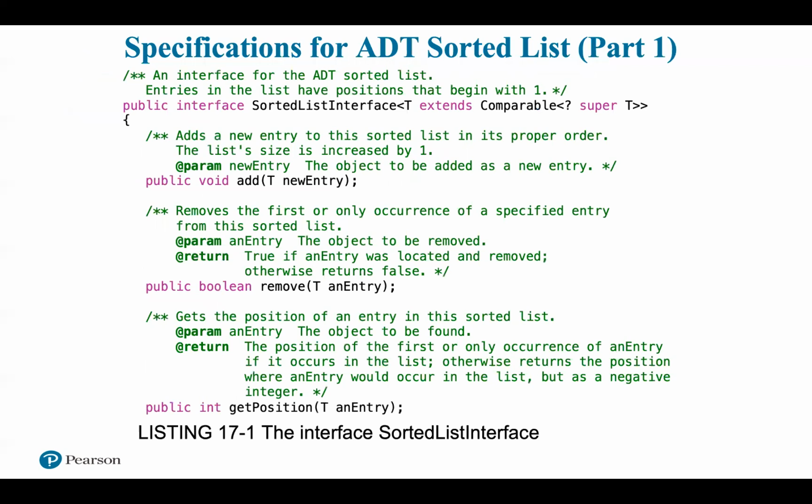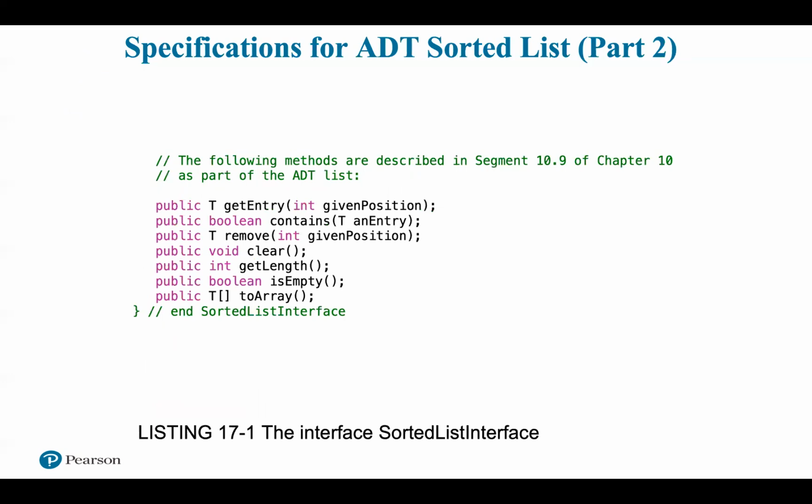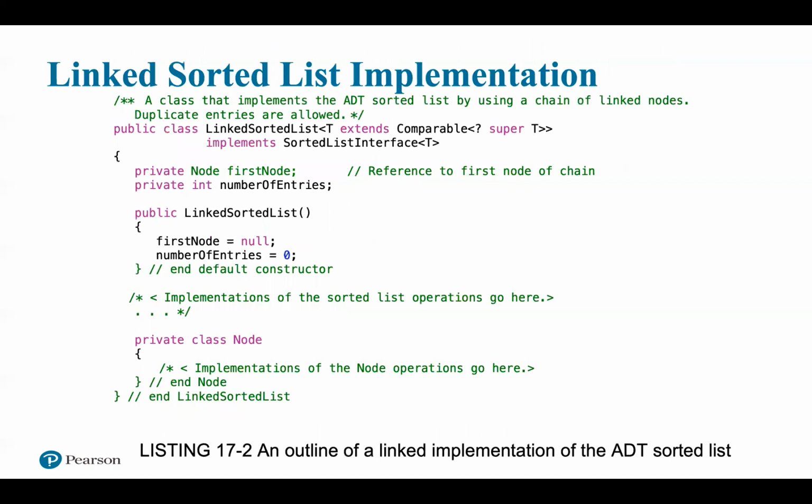So here is the Java interface listing that specifies these operations in more detail. Note that the question mark super T, which Java Interlude 5 introduced, means any superclass of the generic type T. Here's just some more details, part 2.